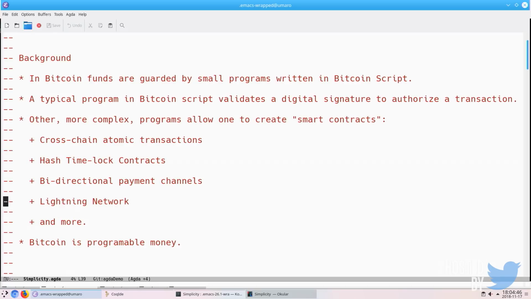And then the Lightning Network is a combination of the hash time lock contracts with the bi-directional payment channels put into a network to allow you to pay anyone that you can reach on the Lightning Network. And there's lots of more things we can do, right? So basically, the takeaway here is that Bitcoin is actually a form of programmable money.